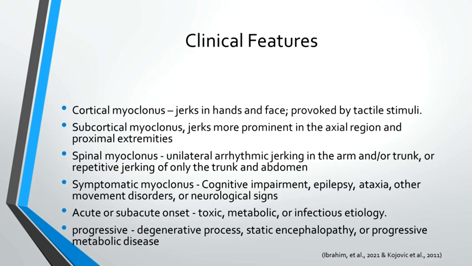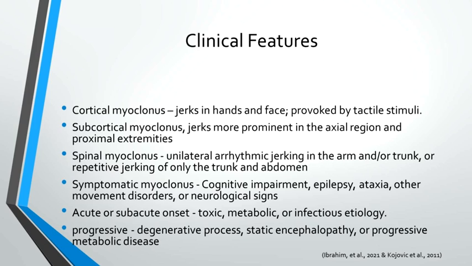The subcortical or brainstem myoclonus jerks are more prominent in the axial region and the proximal extremities. Okay, so they're going to be bigger, closer to the core type reactions. So you may not have the hand slip out, maybe just the elbow jerks back, or the shoulder jerks up, or something happens in the hip. You get some spinal myoclonus, which is a unilateral arrhythmic jerking in the arm or the trunk.